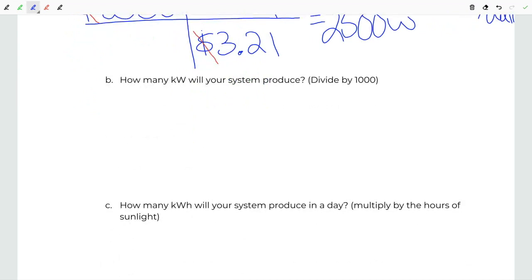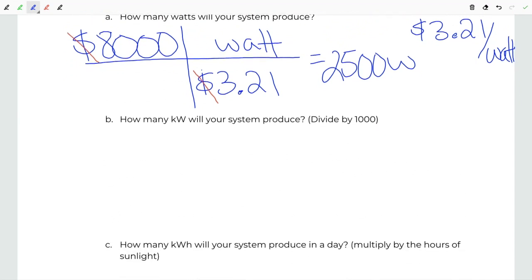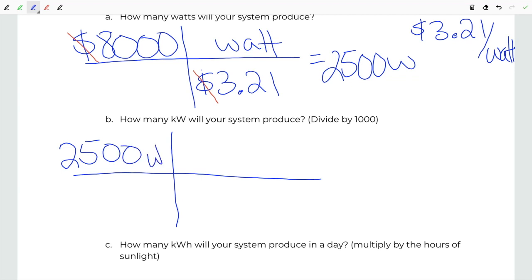And now we want to know, or sorry, not each year, how many watts our system will produce total. We use kilowatt hours to talk about how many watts are produced in a certain amount of time. Okay, so how many kilowatts will our system produce? Again, we're going to set up our train tracks. 2,500 watts, and we want our output to be kilowatts.